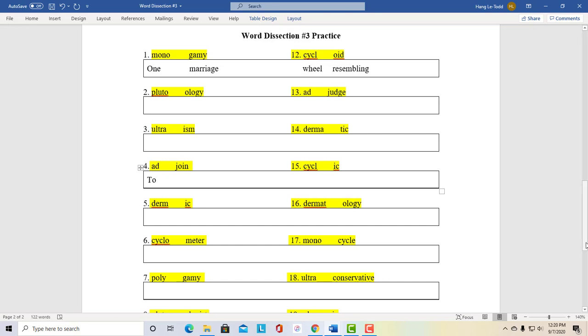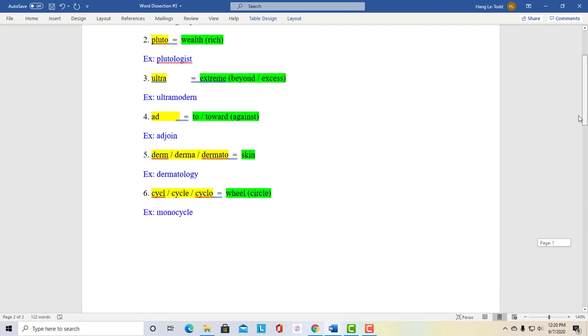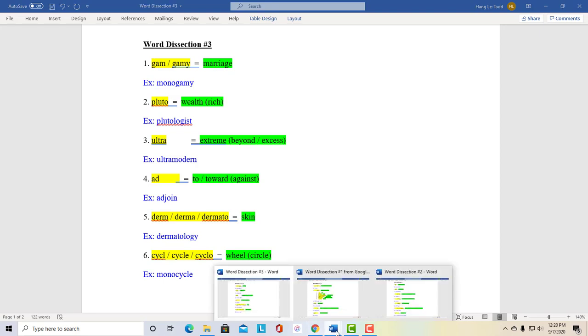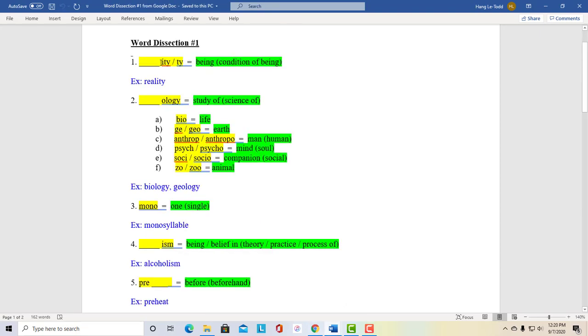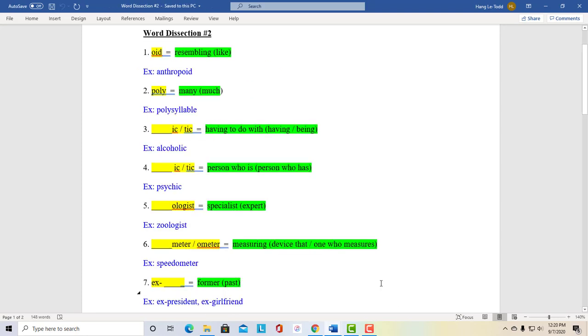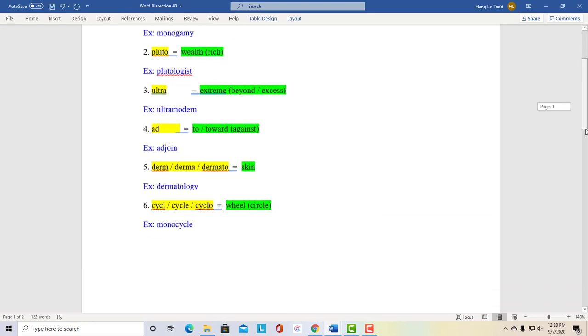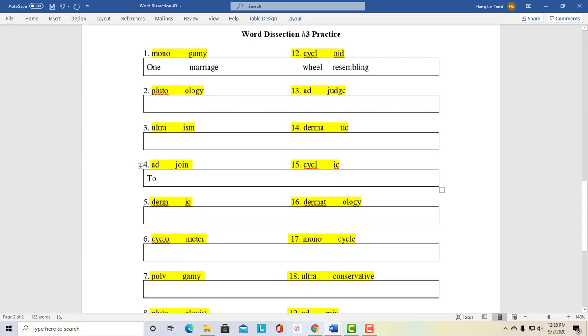Let's see, is join one of our words? Let's look up. In yellow, there are no words in yellow that are join. So that's not one of our words from 3. Let's look at Word Dissection 1. Do I see join in yellow here? No, so it's not a word from Word Dissection 1. Do I see join in here in yellow? No, so it's not one of our words. So what happens if it's not one of our words? We simply copy it down, making sure to spell it correctly.